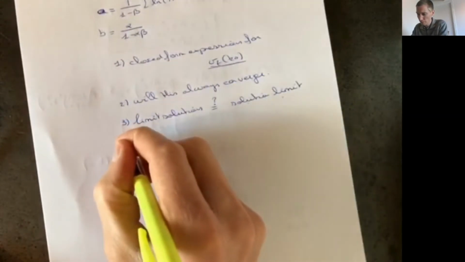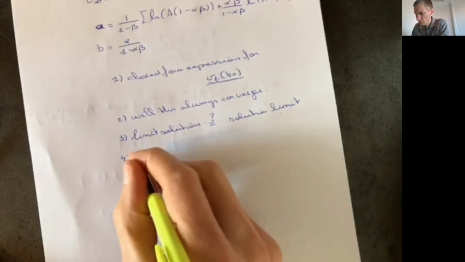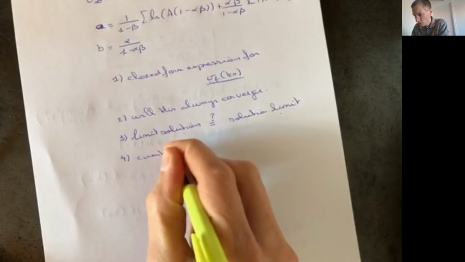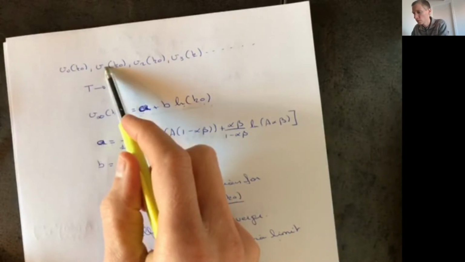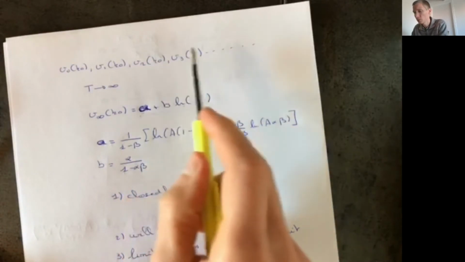Okay. There's a fourth problem, and this is more from a computational perspective, you may say. Okay, so this is a very cumbersome procedure, right? You have to solve it for period t equal to 1, you have to solve it for t equal to 2, and so on and so on.